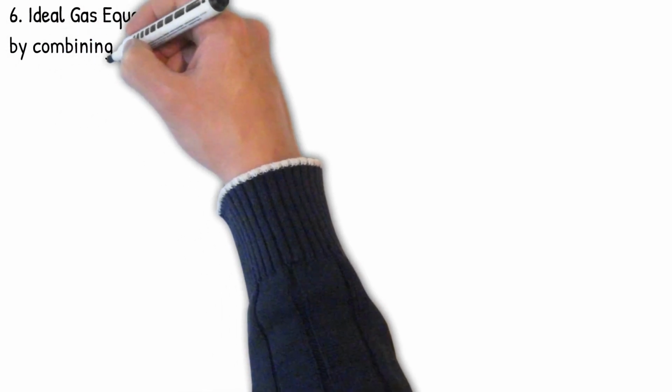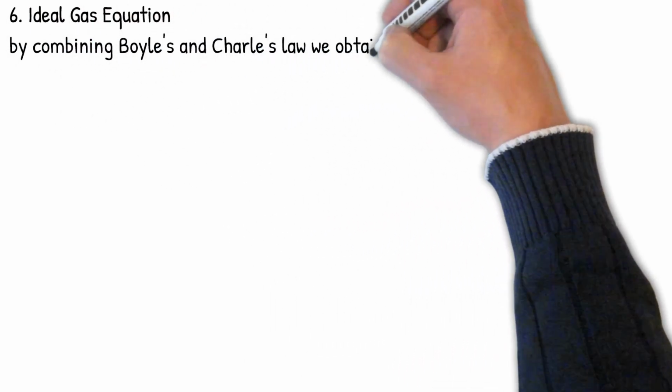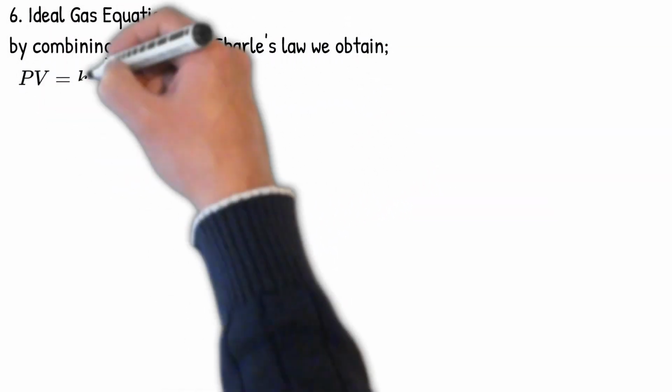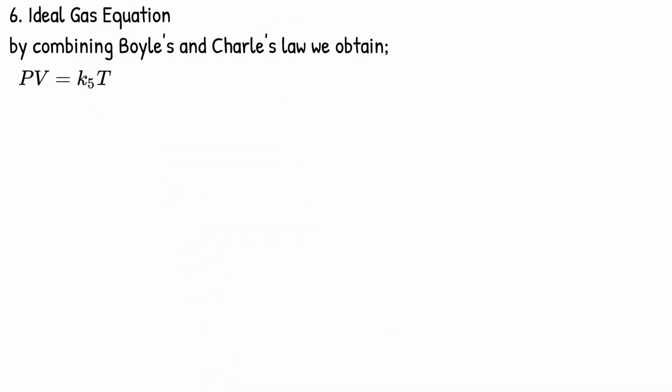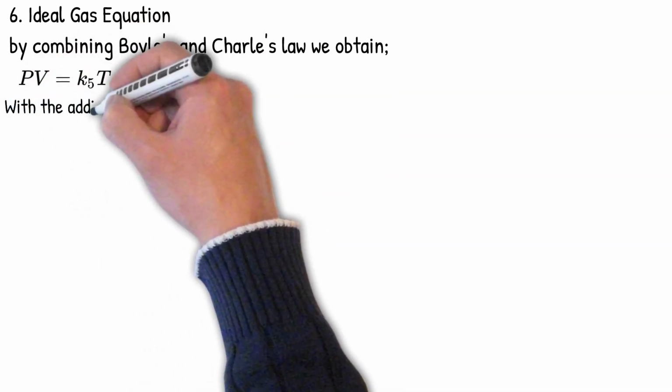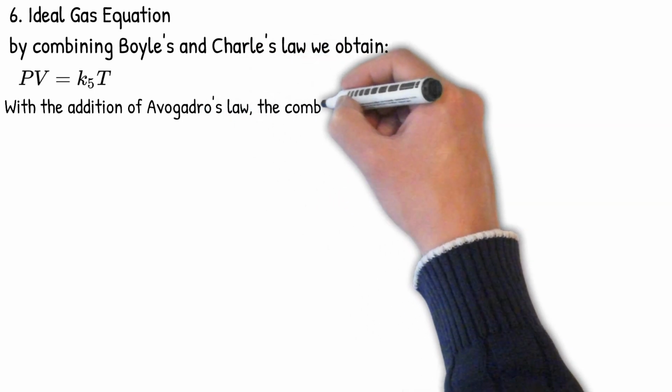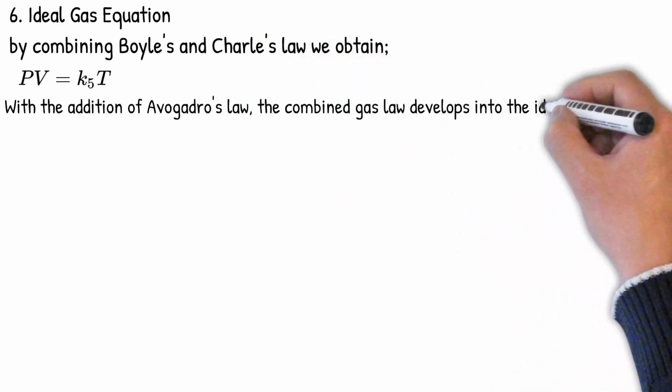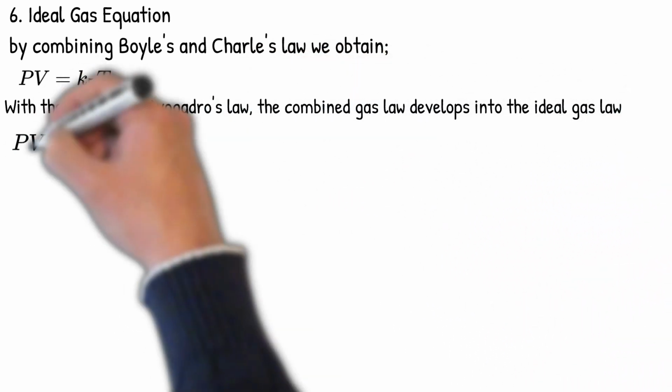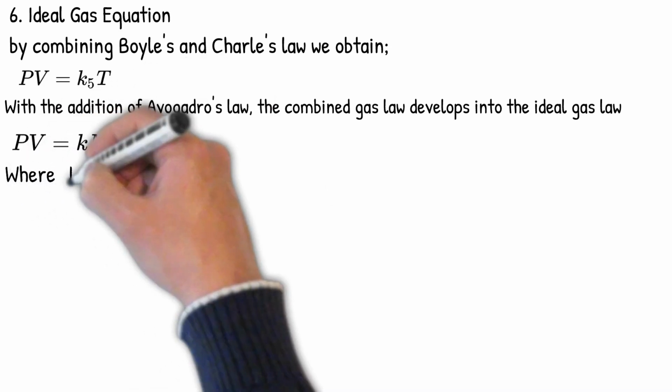Number 6. Ideal gas equation. By combining Boyle's law and Charles' law, we obtain PV equals KT, as from the previous general gas equation. With the addition of Avogadro's law, the combined gas law develops into the ideal gas law. PV equals KNT, where N is the number of gas molecules.